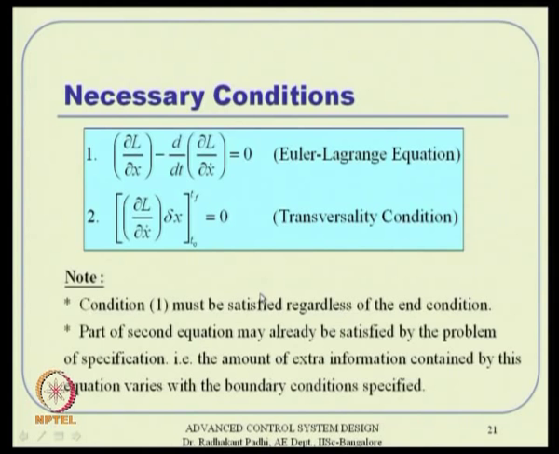Also remember that condition 1 must be satisfied regardless of the end condition. That means it does not matter what boundary conditions you put, this equation is a path equation that needs to be satisfied from t 0 to t f all the time. The rest essentially gives us a transversality condition, and as I told before, this part of the equation can already be satisfied by the problem formulation. If something is free, then the corresponding coefficient has to be 0, and that is how it needs to be exploited.